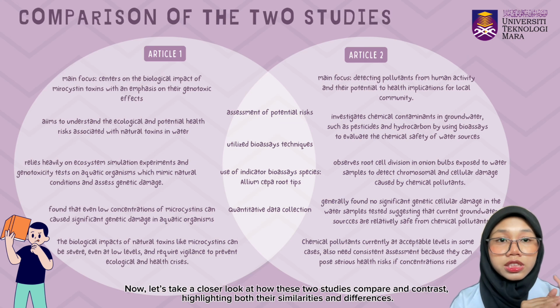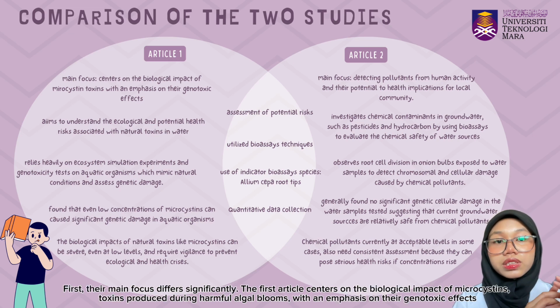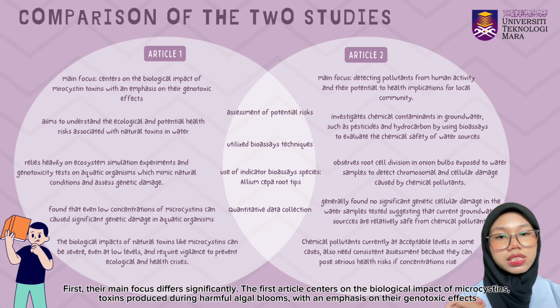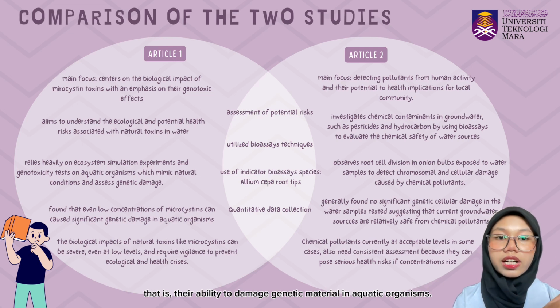Now let's take a closer look at how these two studies compare and contrast, highlighting both their similarities and differences. First, their main focus differs significantly. The first article centers on the biological impact of microcystin, which is the toxin produced during harmful algal blooms, with an emphasis on its genotoxic effects, which is its ability to damage genetic material in aquatic organisms.